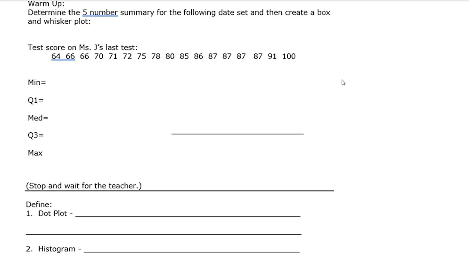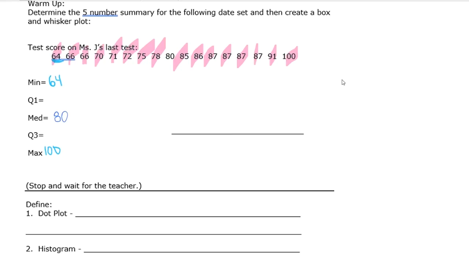We're going to need to find the minimum. This is already in order, it looks like, so that's nice. So our minimum is 64. Our max is 100. Then we're going to count until we get to the middle. I'm just checking off each one at the end of each side as a way to find the middle. And it looks like the middle is 80. So our median is 80.